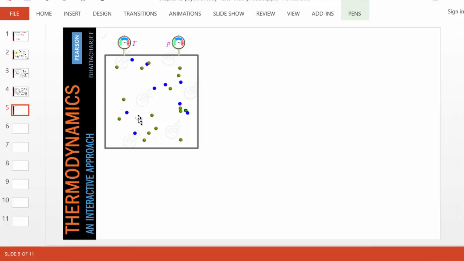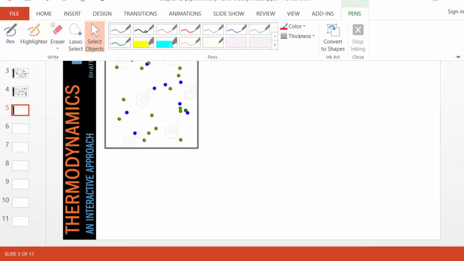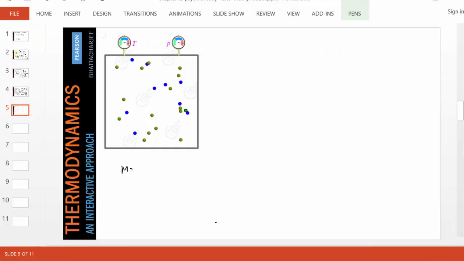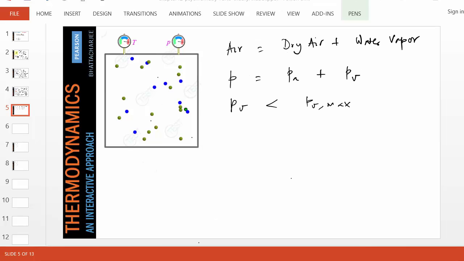Suppose here is moist air, which is not really saturated. So this is some moist air, let's say. In this case also, the total pressure of air is made up of the dry air pressure and vapor pressure. And let's say PV is less than PV max. Well, it turns out that the vapor pressure in air has a lot to do with how comfortable we feel.